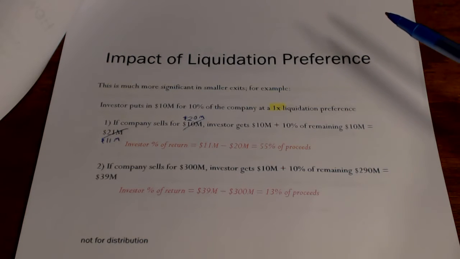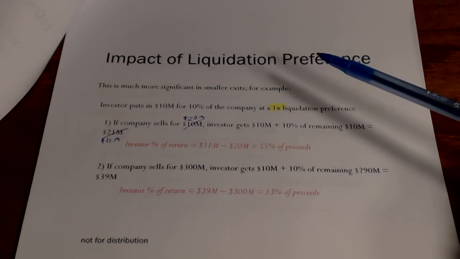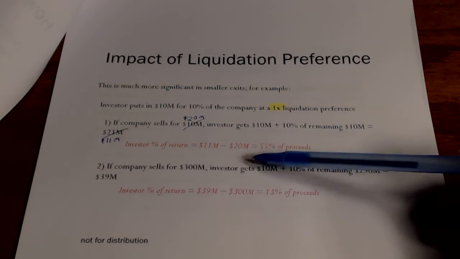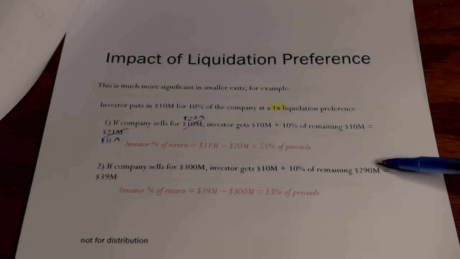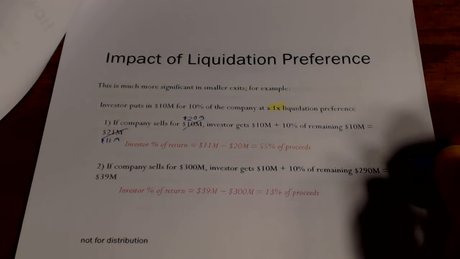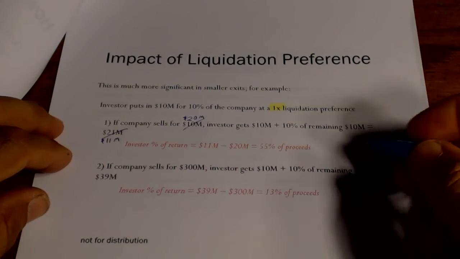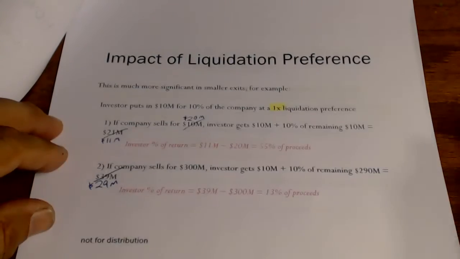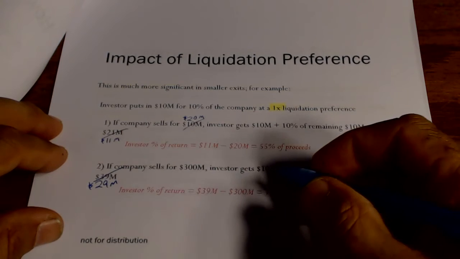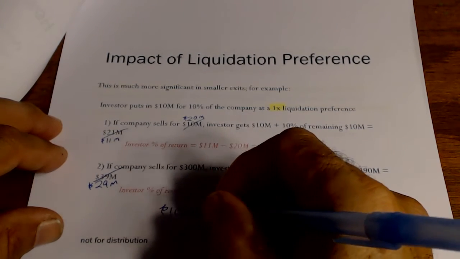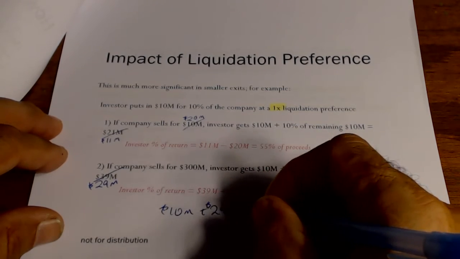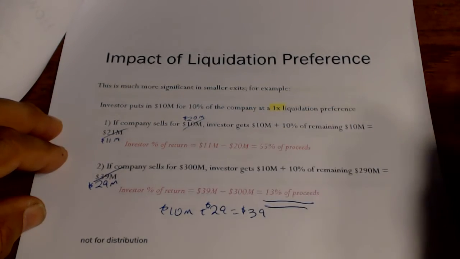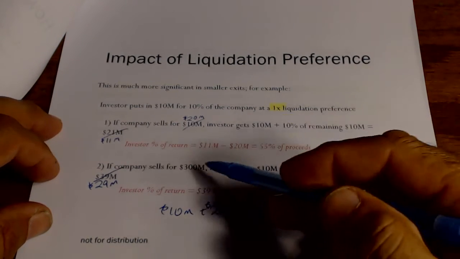But now just look at the company sold for 300 million. If the company sells for 300 million, the same investor gets his 10 million back plus 10% of the remaining. So 300 million minus his 10 million means there's 290 million remaining. He gets 10% of that, which is 29 million. This should be remaining equals 29 million. God, this guy made so many mistakes. But since he got 10 million plus 29 million, that equals 39 million. So 39 million divided by the 300 million, he got 13% of the total proceeds, which was the proceeds from the sale or bankruptcy of 300 million.